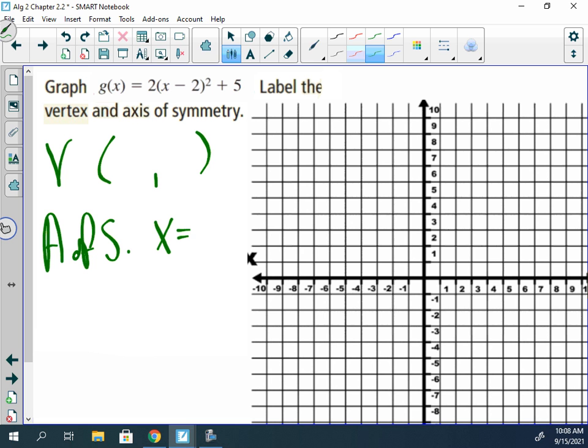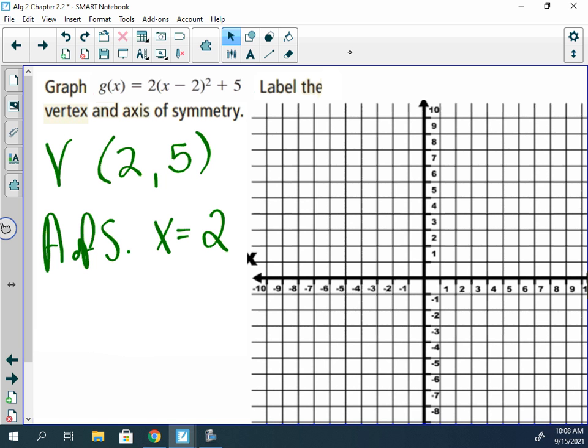What would the vertex of this equation be? 2 and 5. And the axis of symmetry would be? And that's it. Questions on this here?